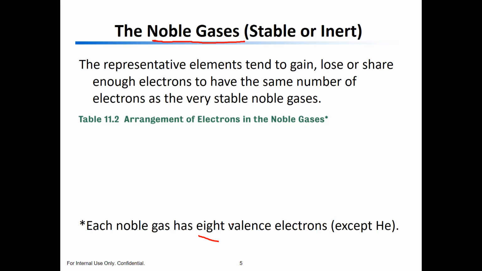Mix it up, stir it up, heat it up, whatever I do, it doesn't want to form compounds with anything. Why not? That means noble gases are stable or inert. They're happy by themselves. They don't need another atom. So they're very stable and they're happy. So that's what we learn about noble gases.